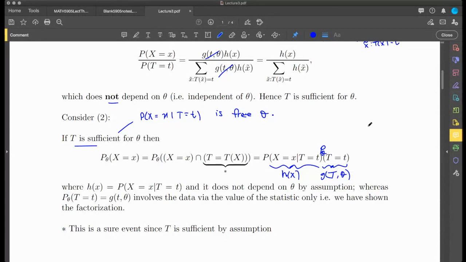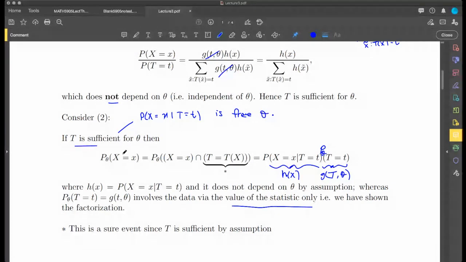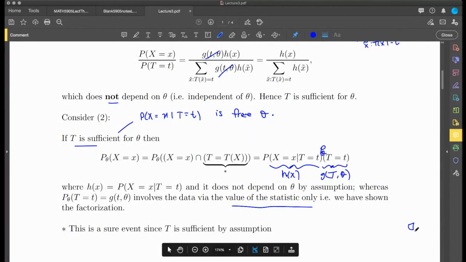Okay, and so the first term, h of x, doesn't depend on theta because T is sufficient by assumption. Whereas this second term, which I've written correctly here, is just some g_T of theta. It involves the data by the value of the statistic only, the T, and it clearly still depends on theta. And we've shown the factorization of the likelihood as h of x times g_T of theta, and this holds because we assumed that T was sufficient, thereby finishing the proof of the Neyman-Fisher factorization criterion.